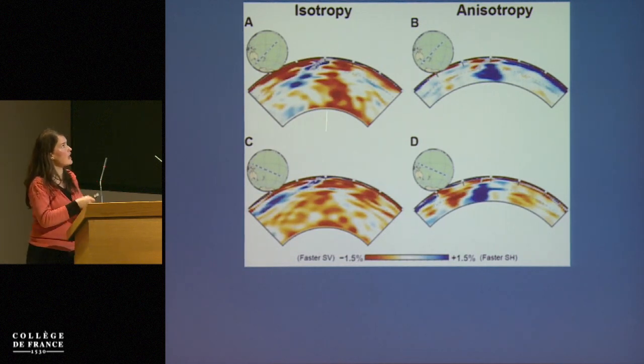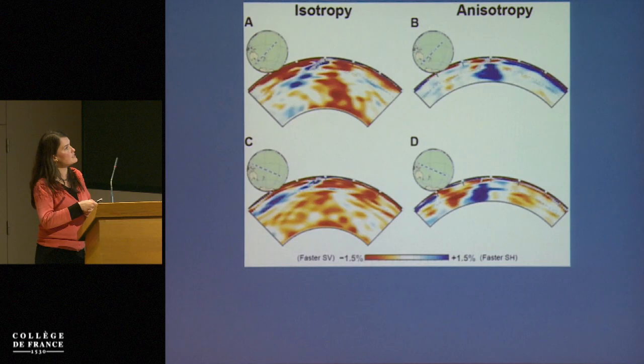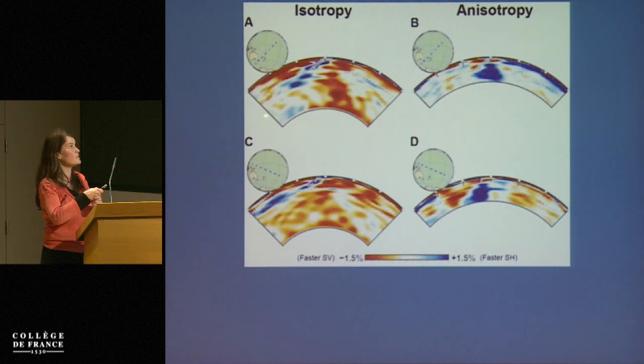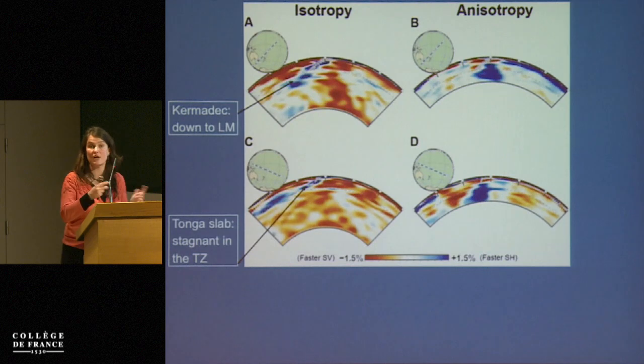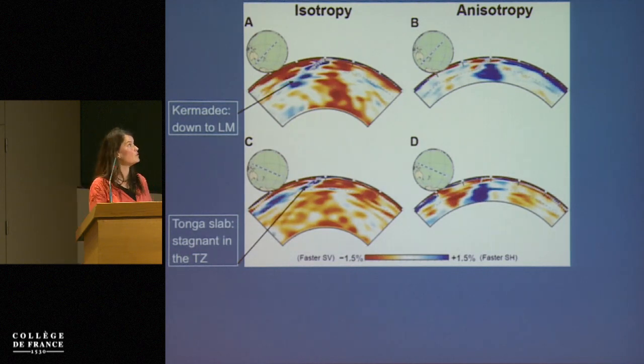So if we look at the isotropic structure first, we see very nicely the signature of the slabs. And we see in particular that the Tonga slab is stagnant at the 660, whereas the Kermadec slab goes below the 660. And these features have been observed before with high-resolution P wave velocity models.